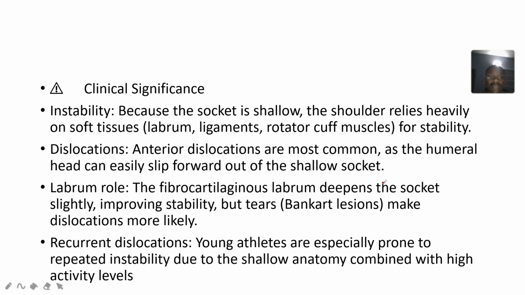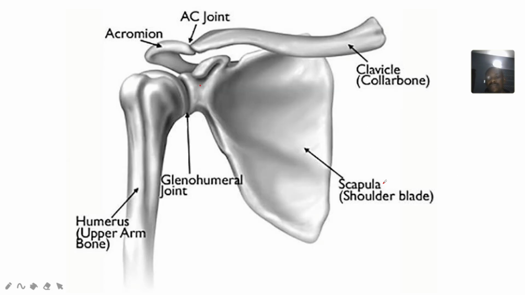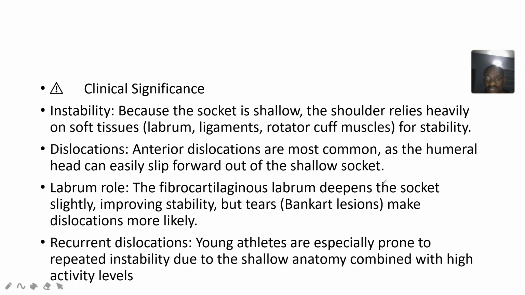The clinical significance is that if you have a glenoid cavity or socket that is too shallow than what is expected, you have a lot of instability. The shoulder relies heavily on soft tissues: the labrum, ligaments, and rotator cuff for stability. You can have a lot of anterior dislocations if the glenoid cavity is not deep. The labrum roles now: they deepen the socket slightly.